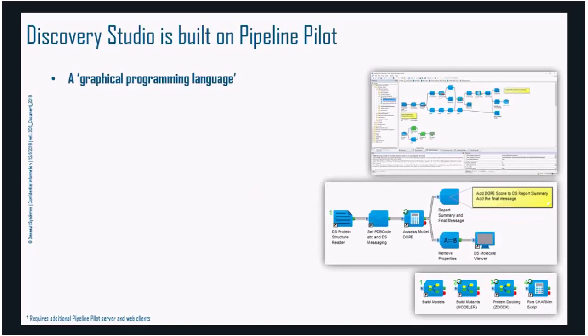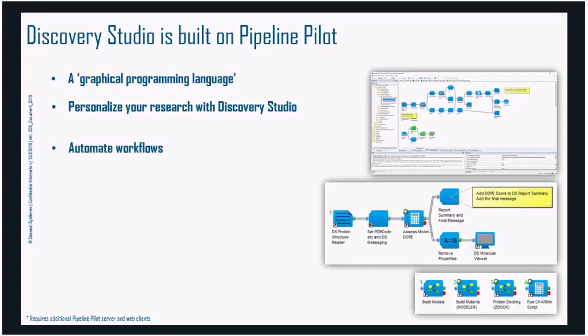It consists of modular components, shown here in the figure on the right, that allow you to put those components together into a pipeline. As a result, they allow you to personalize your research with Discovery Studio, automate workflows, and then you can actually deploy those tools to project teams via web service, like the web client that I mentioned.